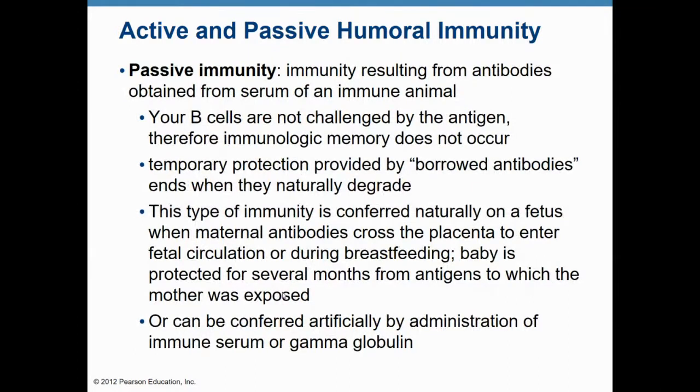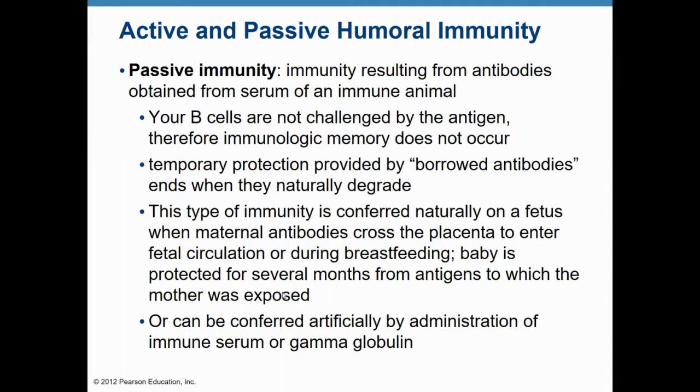And then we have passive immunity, and this is going to be immunity that results from antibodies that are obtained from serum of an immune animal. So your B cells are not directly being challenged. You've probably heard this in the news lately. They are asking people who are recovering from COVID to donate plasma that has the antibodies in it, right? It's called convalescent plasma, but convalescence is when you are healing. So it's the plasma that has the antibodies in it while you are recovering from your infection.